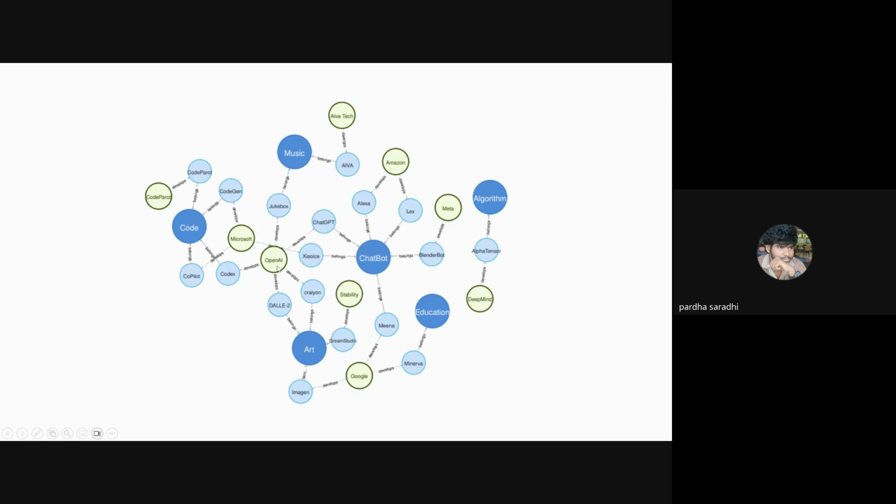Whenever you see OpenAI giving services, we have different services from OpenAI: Codex for code support, DALL-E for images, Crayon for intuitive art, and ChatGPT for chatbots and text. OpenAI is also connected with Jukebox for music. So if you see OpenAI, its duties are very impressive.